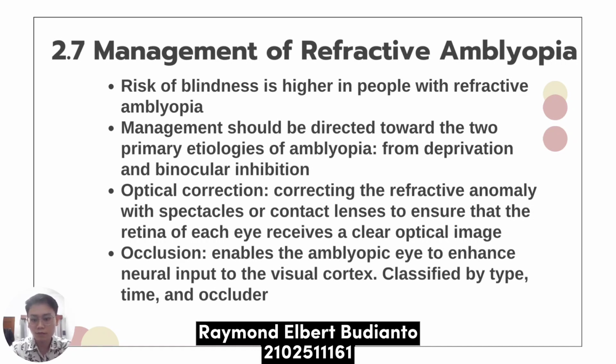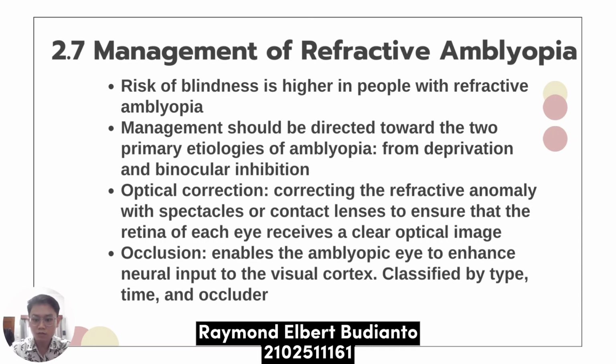The first one is optical correction. The rationale for correcting the refractive anomaly with spectacles or contact lens is to ensure that the retina of each eye receives a clear optical image. Correction of the ametropia is effective in some patients, especially isoametropic and anisometropic patients who are binocular.